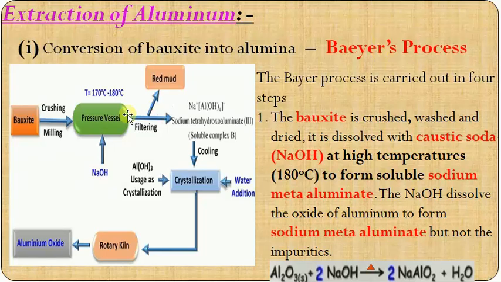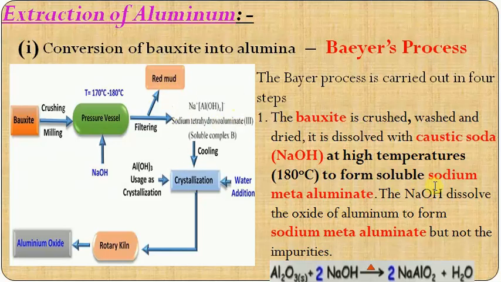In the pressure vessel we add sodium hydroxide, which converts the aluminium into sodium tetrahydroxoaluminate. It's a soluble complex salt. So along with the impurities, when you filter this mixture, the soluble sodium tetrahydroxoaluminate is filtered out as a filtrate. The residue is called red mud, which we can discard easily and properly.